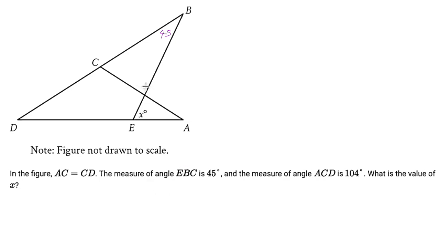And then ACD is 104. So ACD, this is 104. And then importantly, I almost skipped this. The very first thing it says is AC equals CD. So we can mark that AC equals CD. And this is super important because this goes to the whole isosceles triangle thing that I was talking about.